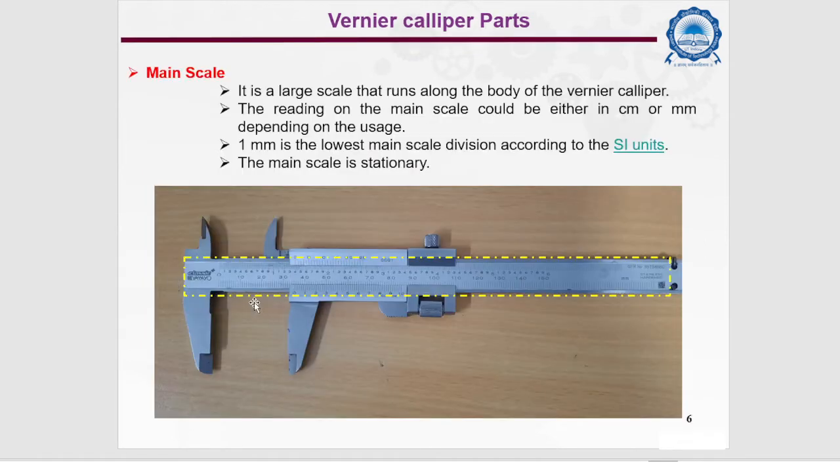The first one is the main scale. It is the large scale that runs over the body of the vernier caliper. The reading on the main scale can be either in centimeter or in mm depending on the use. 1 mm is the lowest unit according to SI units, and the main scale is stationary.